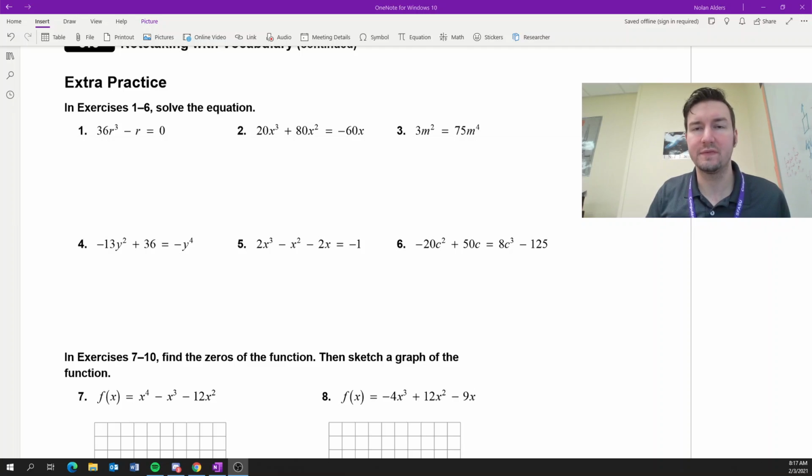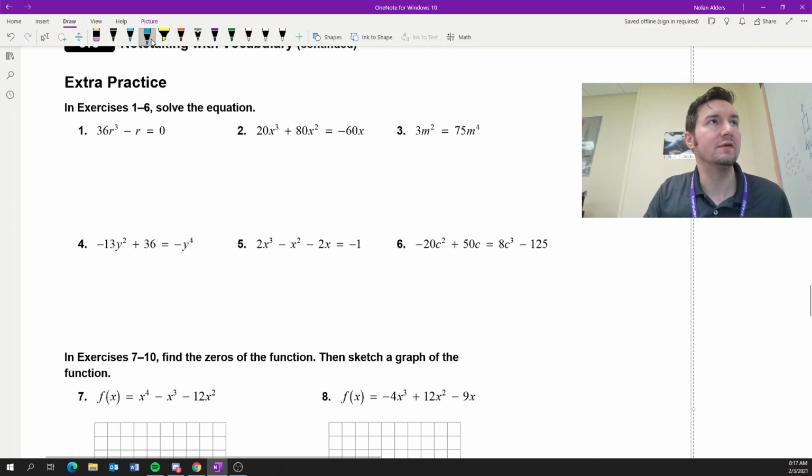Hey guys, what's up? So in this video, we're going to be looking at how to solve polynomial equations. And what we're going to be using is a method called factoring. So you will need to know how to factor to solve these equations using this method. So let's look at number one here, and let's work this out.